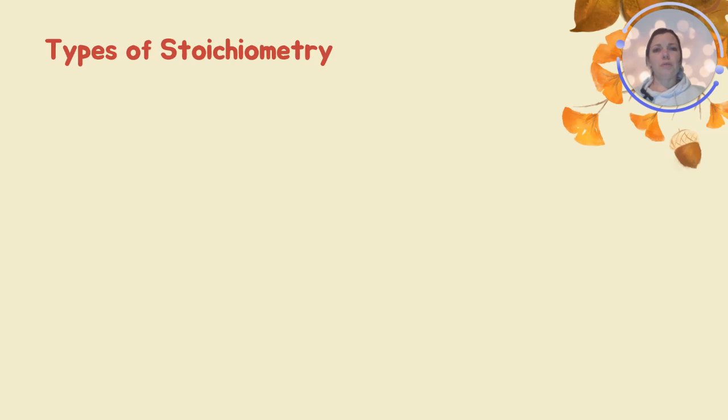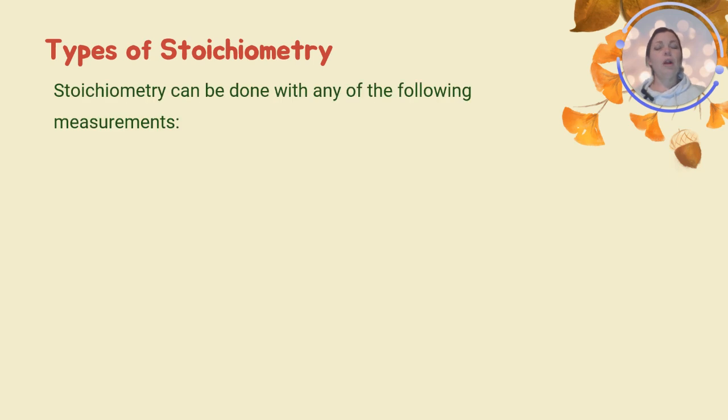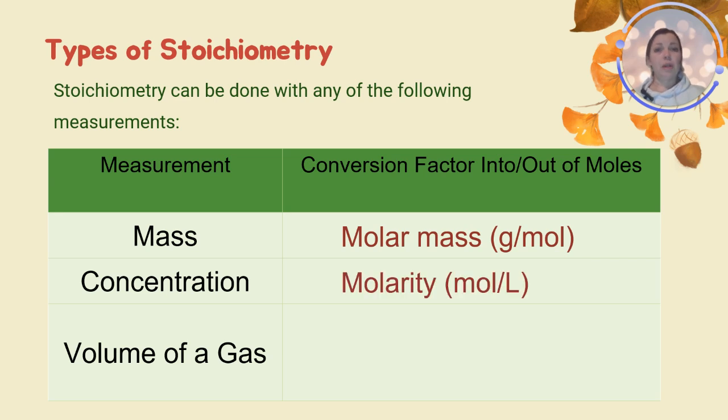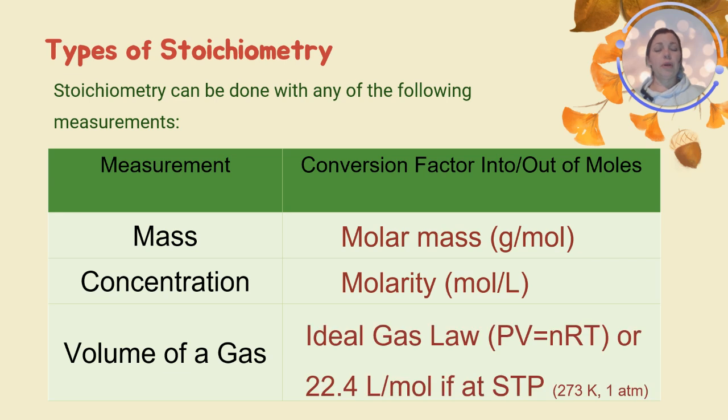So you do not have to do stoichiometry strictly with gram to gram, although that is probably what we see the most often in AP chemistry. But we can do it with any of these measurements. We can do it with mass, which we just did using molar mass. Molar mass is how we convert into and out of moles. We can do it with concentrations, where we would use molarity, which is moles per liter. And we can also do volume of a gas.